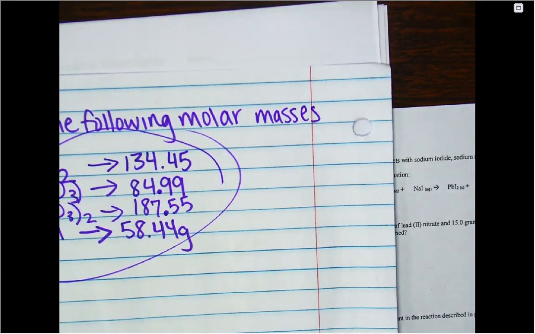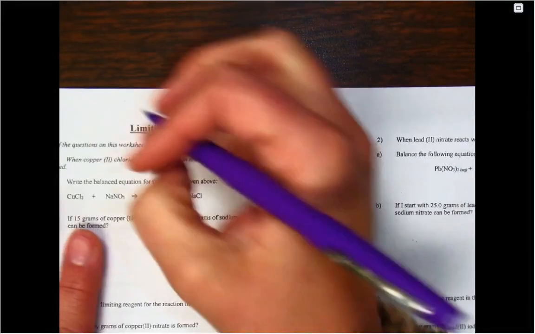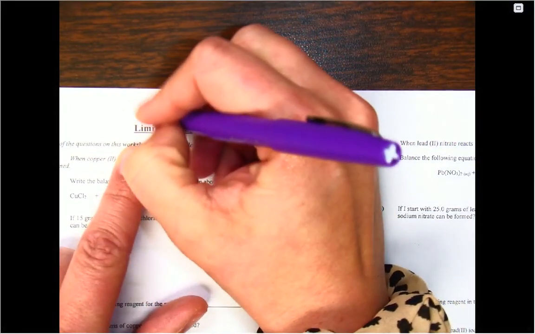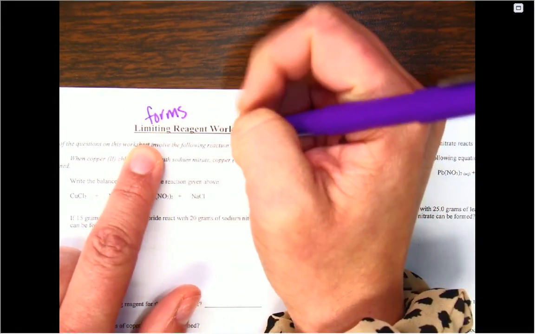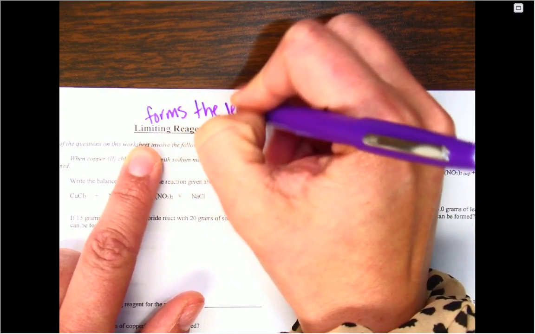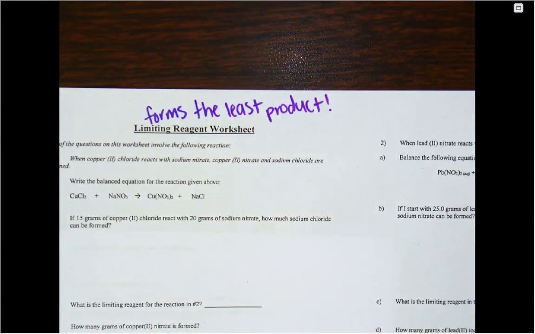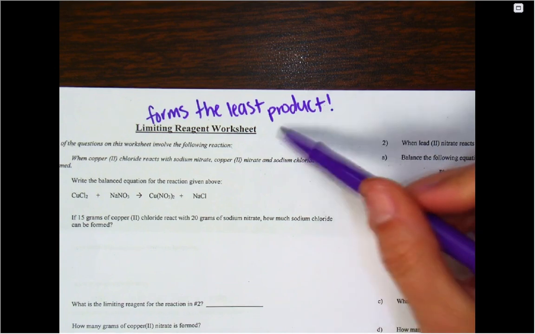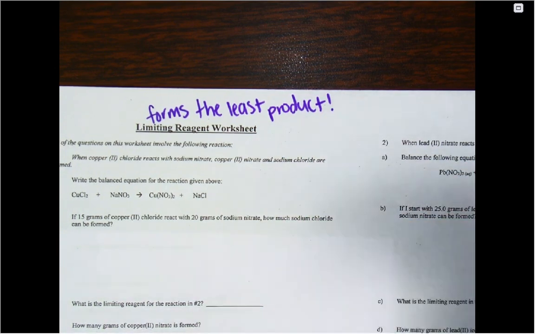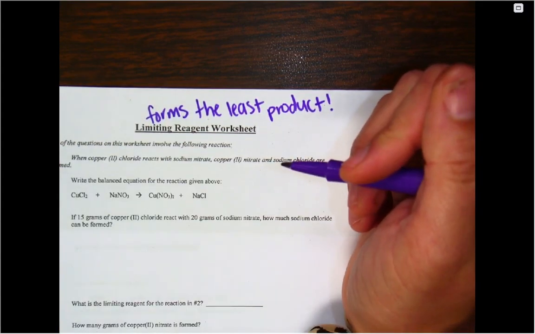So when you look at your stoichiometry problems today, you're thinking the one that creates the least. So you might give yourself a little reminder at the top of your page: forms the least product. Because when you get lost in your stoichiometry and all these calculations, what you need to remember is the only answer that matters is the smallest amount that could possibly be made. The other one is irrelevant. It doesn't matter because it wasn't possible to begin with, okay? All right. So limiting reactant worksheet, we're going to be dealing with that.